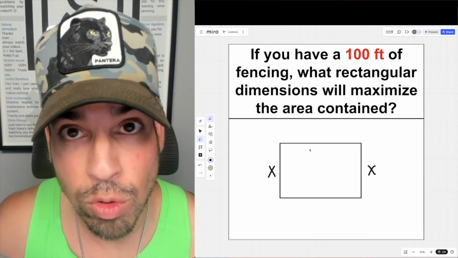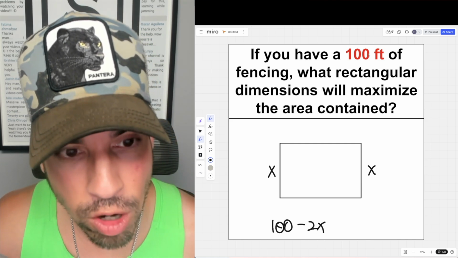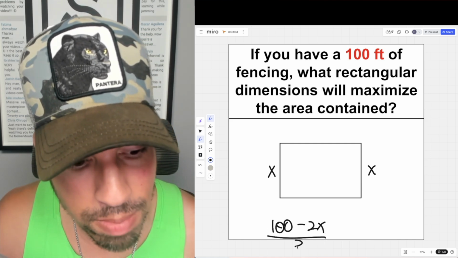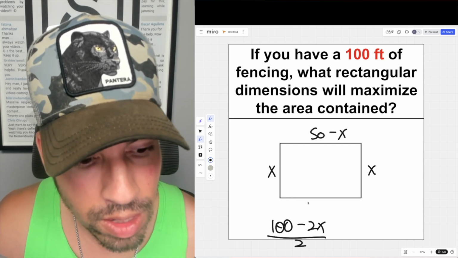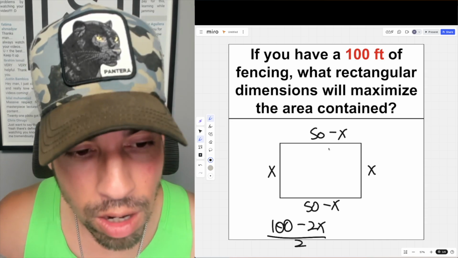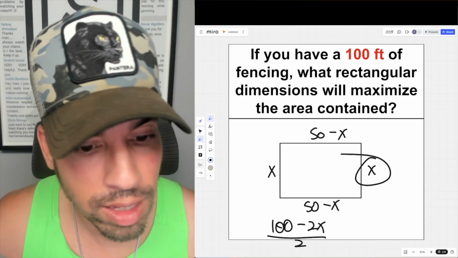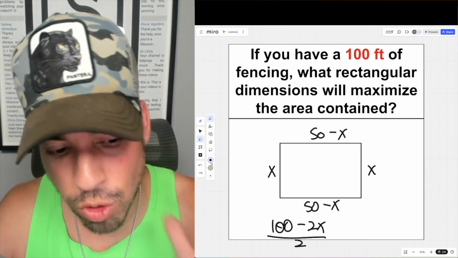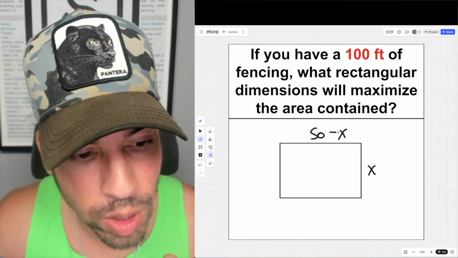And then what are these other two remaining sides? Well, they are 100 minus 2X, right? We have 100 total minus 2X, divided by 2, cut in half. So this would be 50 minus X and 50 minus X. Now we have representations of those side lengths. The area is just this times this, and then we try and maximize it, etc.